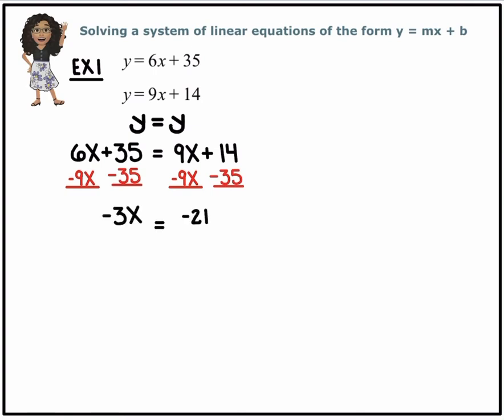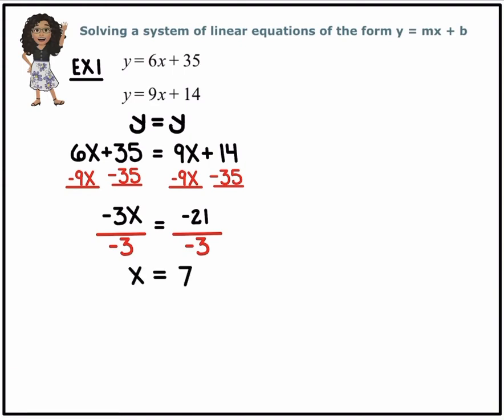What's left over on the left side is negative 3x, and on the right side, negative 21. To finish isolating x, I'm going to get rid of multiply by negative 3 by dividing both sides by negative 3, and x equals 7.